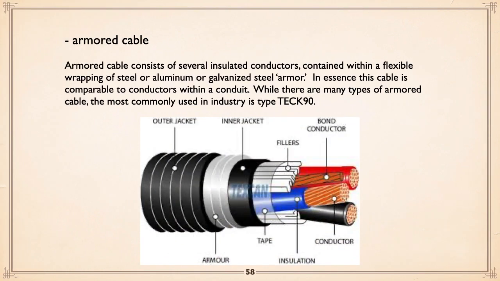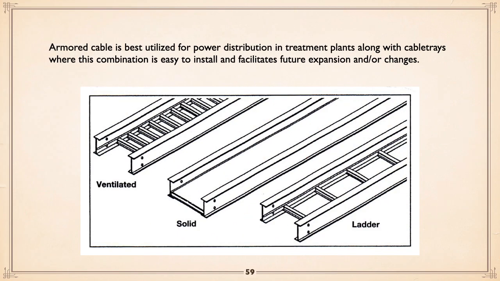Another thing is armored cable. An armored cable has several insulated conductors within a flexible wrapping of steel or aluminum or galvanized steel. Basically the wrapping is doing the armor, and because it's done as it is, it's flexible. Comparable to conductors within a conduit. There's all sorts of armored cable. The common one in industry is called Tech 90, to the point that they almost talk about nothing but Tech 90.